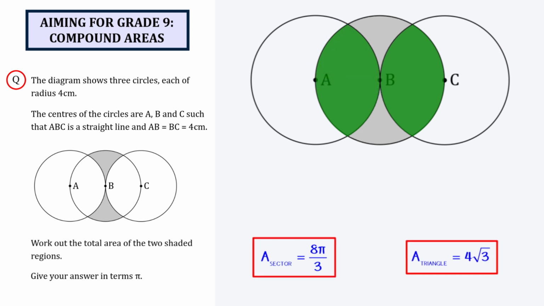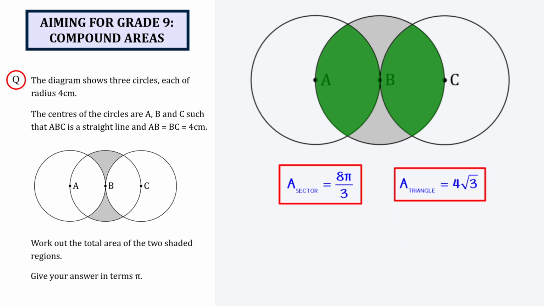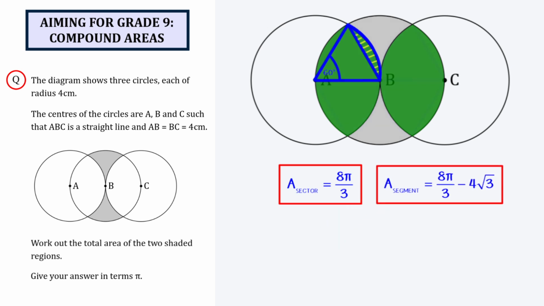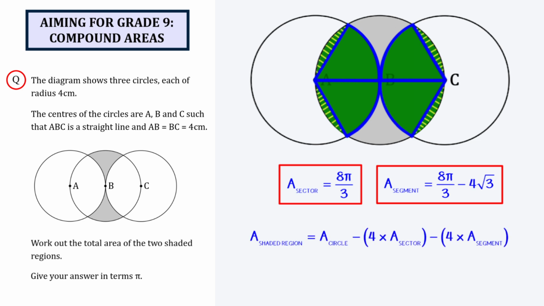And because we now know the area of the sector and the area of the equilateral triangle, we can find the area of the segment by subtracting the area of the triangle from the area of the sector. So the area of the segment is equal to 8 pi over 3 minus 4 root 3. Okay, so we've now found the area of a sector and the area of a segment. So we can now find the area of the shaded region. Well, we have 4 sectors in total and 4 segments in total. And so the area of the shaded region is equal to the area of the circle minus 4 times the area of a sector minus 4 times the area of a segment.